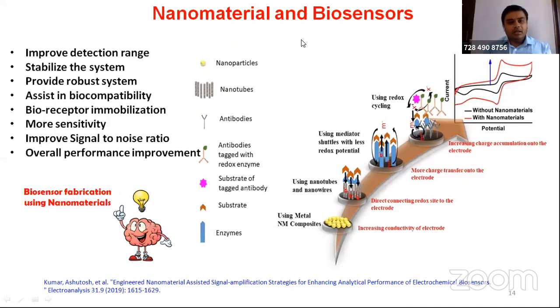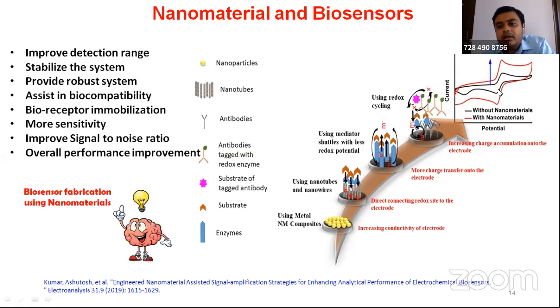So again, for nanomaterials and biosensors, what is the take-home message from this discussion? It improves the detection range, stabilizes the system, provides a robust system, and assists in biocompatibility as well as bioreceptor immobilization. I have given the examples: more sensitivity, improved signal-to-noise ratio, and the overall performance of any sensor is improved greatly when you incorporate various nanomaterials during the sensor fabrication process. This is the whole layout I'm trying to explain here.